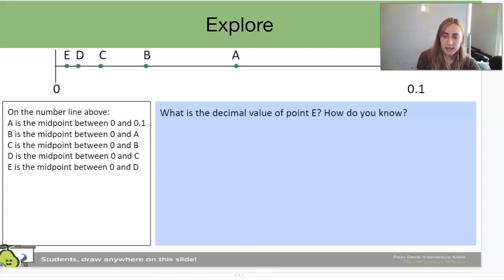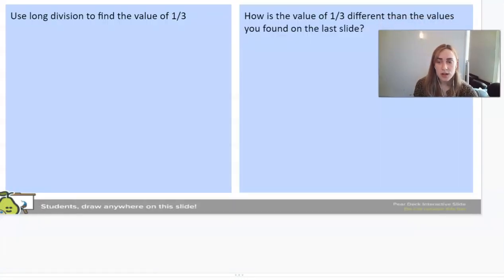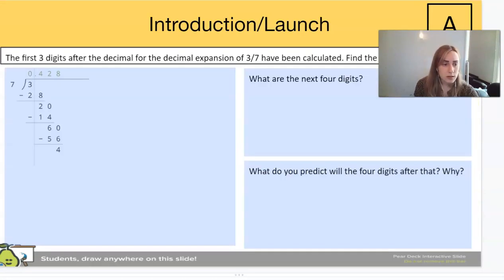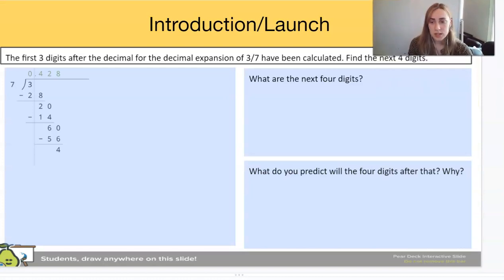You'll notice that in the next lesson, students are asked to use long division to find the value of a third. And then in the lesson after that, day 29, students are looking at an example of long division that's been started for them, and they're noticing a repeated pattern in 3/7. So even though the base 10 system and long division are not explicitly introduced in this unit, these are things that students would ideally come in having a strong understanding of.